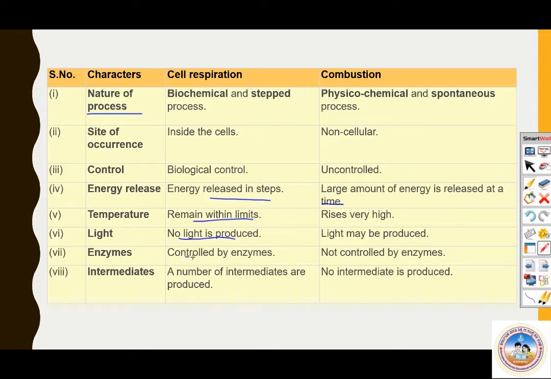Enzymes control the process of respiration. Intermediates: a number of intermediates are produced, so in the middle you get many products. Am I clear? So that's about cell respiration.